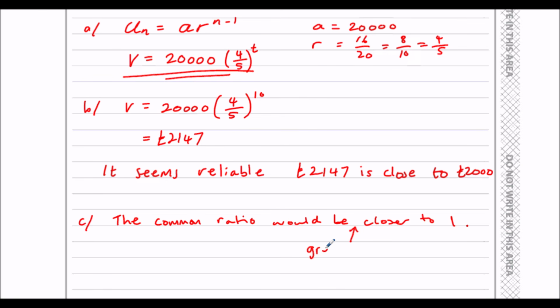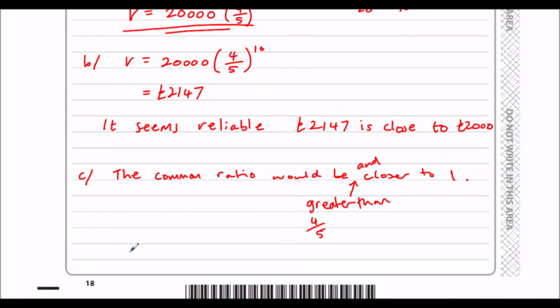So greater than 4/5, and closer to 1. So between 4/5 and 1. And that would make it depreciate slower.